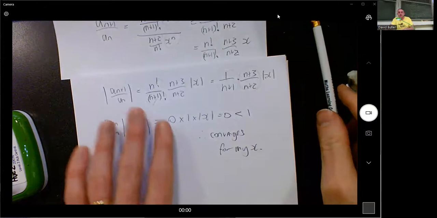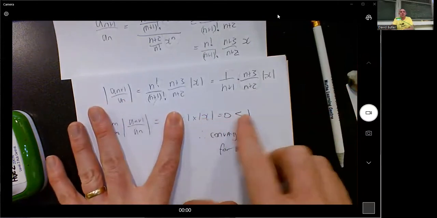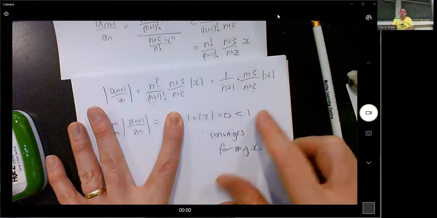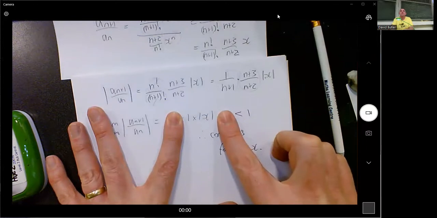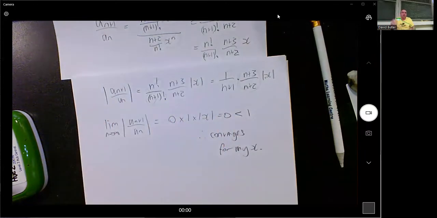Sometimes you get it only converges when the absolute value of x is less than 1, something like that, which is what happens with the geometric series. And essentially what we're doing is we're comparing it to a geometric series. That's what we're doing.